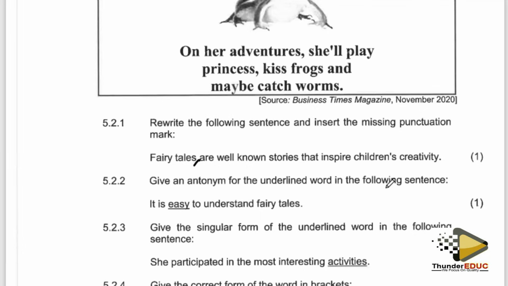An antonym is the opposite of the word. It is easy to understand fairy tales. The opposite of easy is difficult. So we are going to write difficult there. It is difficult to understand fairy tales. That's what will be there. The opposite is difficult. Okay, let's come here. That is the antonym.